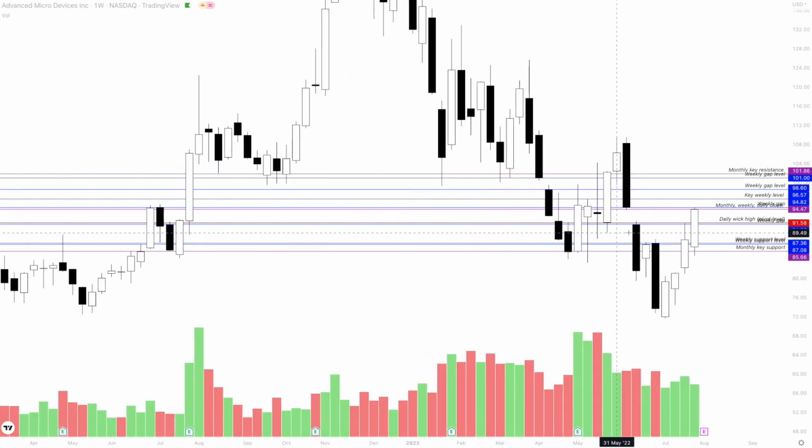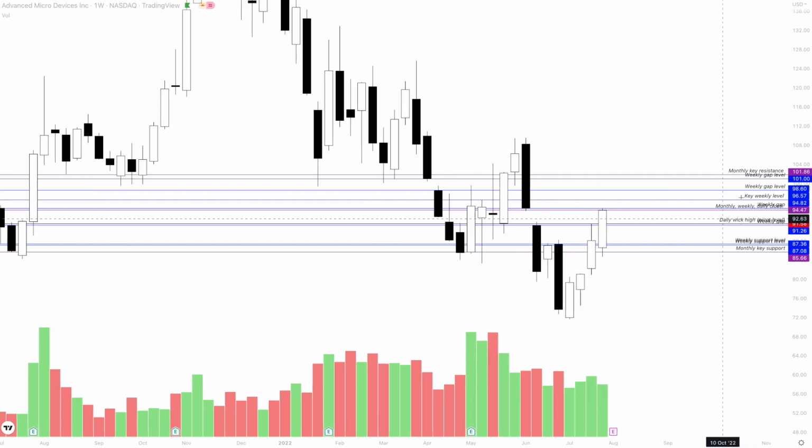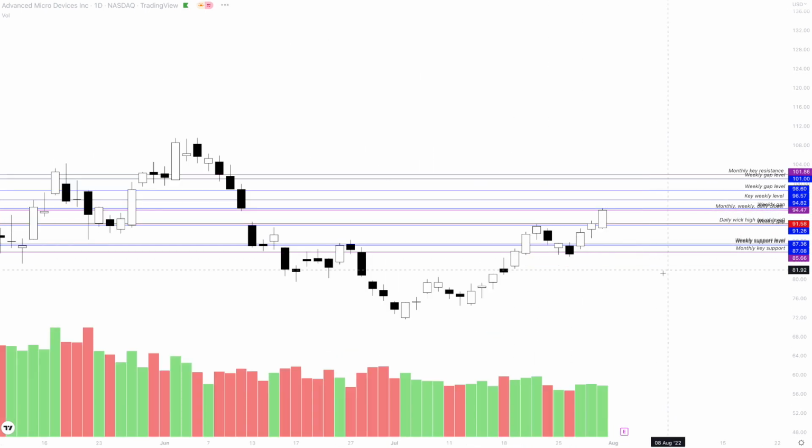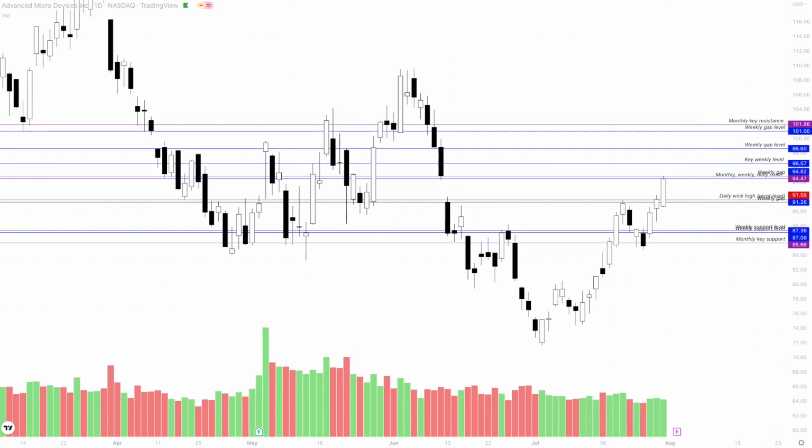So long-term buyers could be jumping into this stock this week in hope for this $95 to $100 to be tested. Now again, I have highlighted some levels here. There's quite a few of them, as you can see, but the weekly gap has been filled on the weekly chart. And then if we head over to the daily chart, we have seen a cup and handle, which was this here.